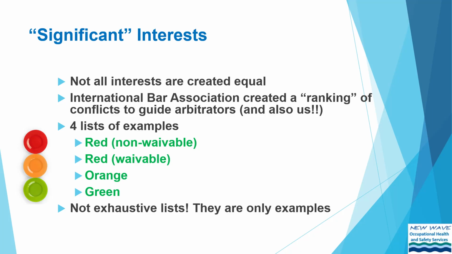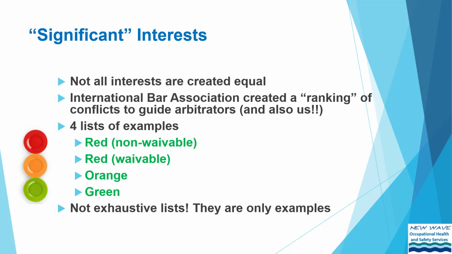Now, not all interests are created equal. We've already raised the issue of thresholds when you talk about disclosing interests. Remember the International Agency on Research on Cancer table? That works well for financial interests. But what about personal interests? In an attempt to define significance in private interests, the International Bar Association created a ranking of conflicts to guide arbitrators. To an extent, it can also be used by us.